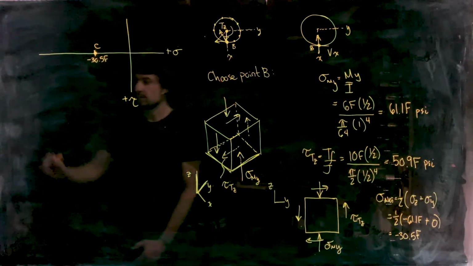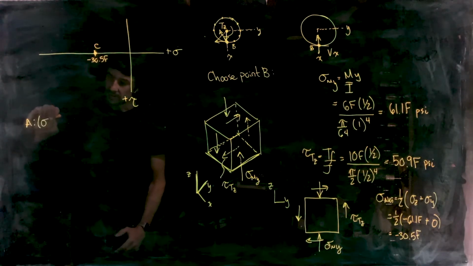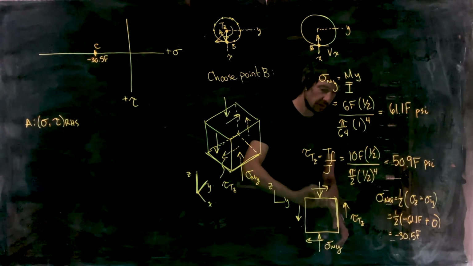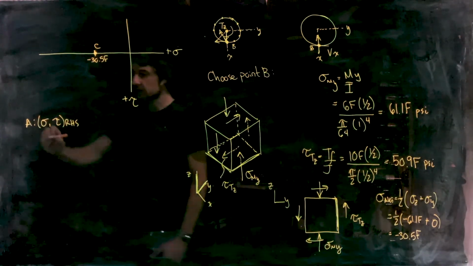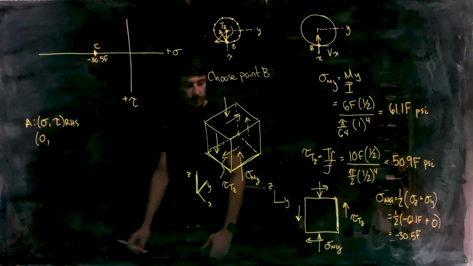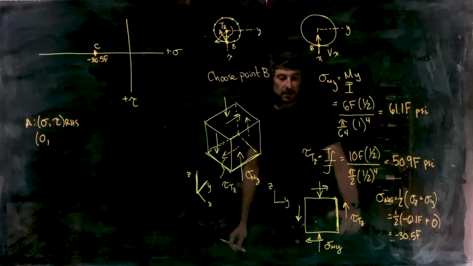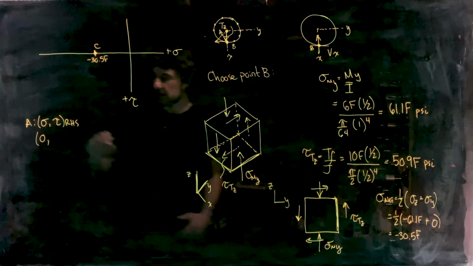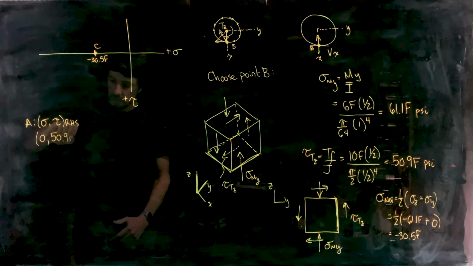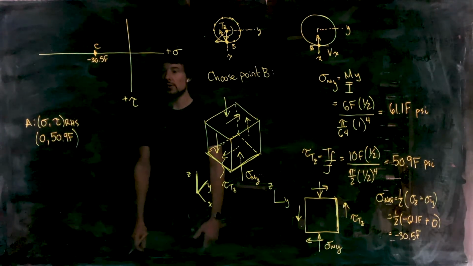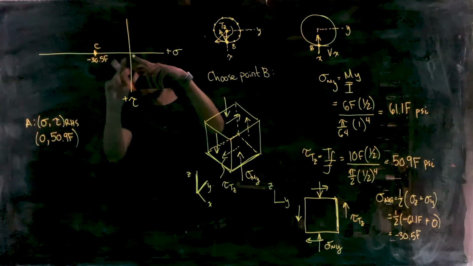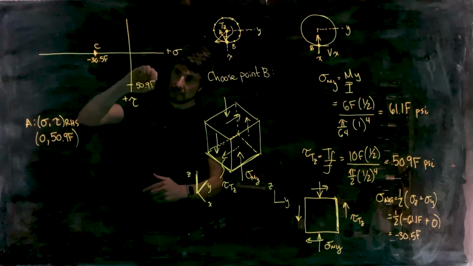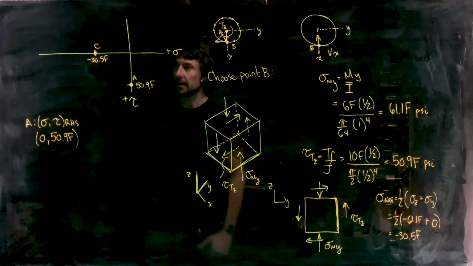The other point that we need, of course, is point A, which is the stress state of the element's right-hand side. Here's the right-hand side. It's got no normal stress on it. So we're at 0, tau, and we've got tau zy. It's upwards, so it's positive. The value is 50.9 F. Okay, 0 and positive, that's downwards, so there we go. 50.9 F, and there's point A.